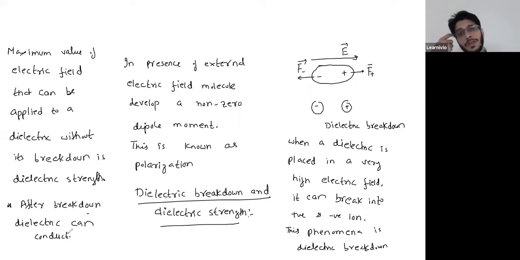Like, air is a dielectric medium, so it's non-conducting. But if you apply a strong electric field to air, an electric field of the value 3 × 10⁵, then your air will become conducting. It can leak charges in air.